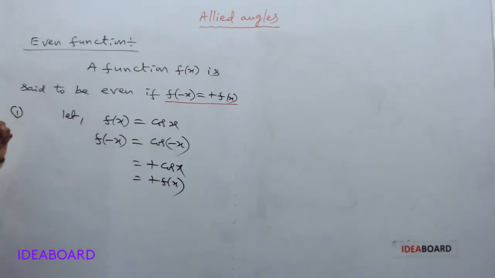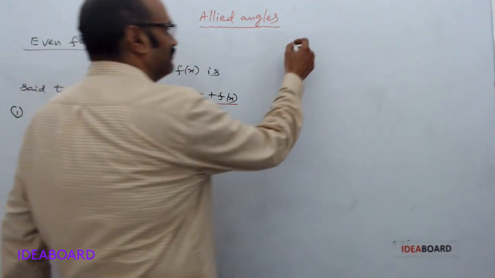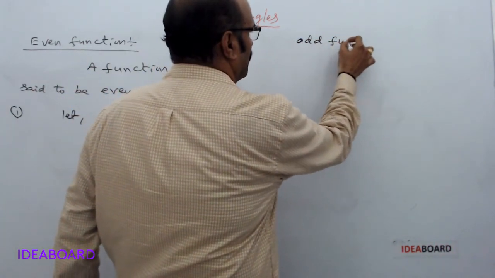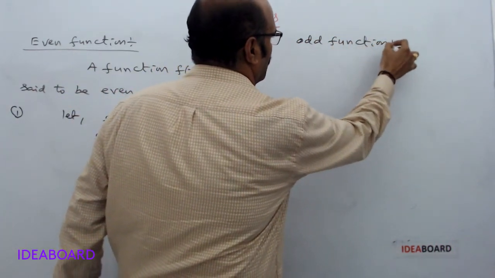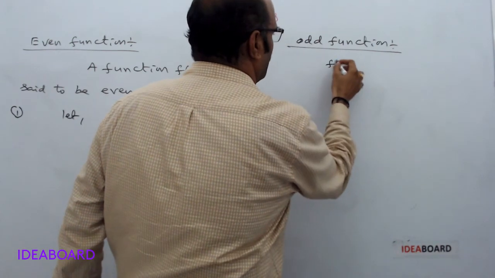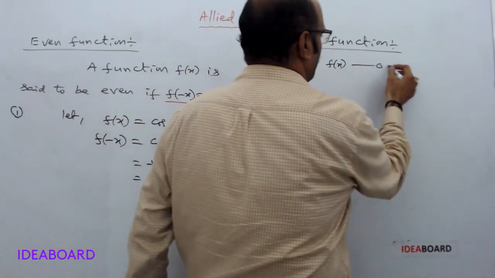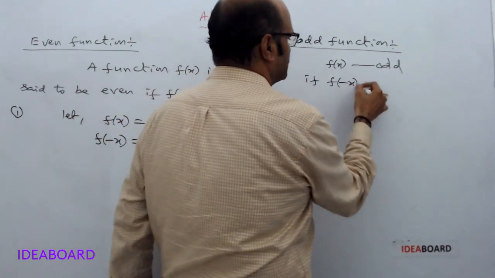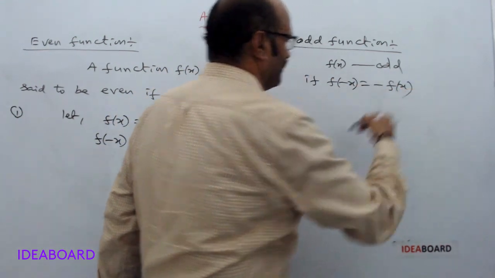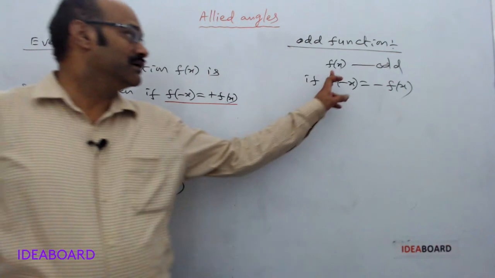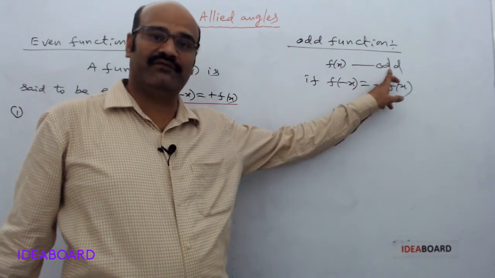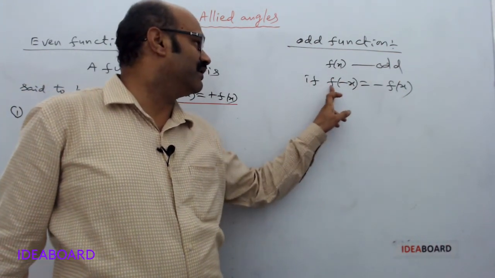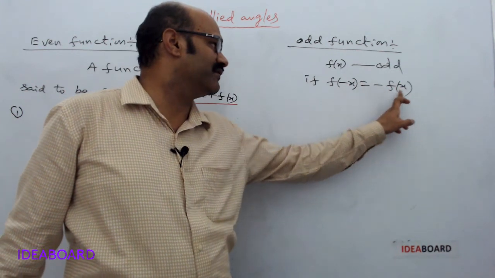Now odd function. A function f of x is said to be odd if f of minus x equal to minus of f of x.